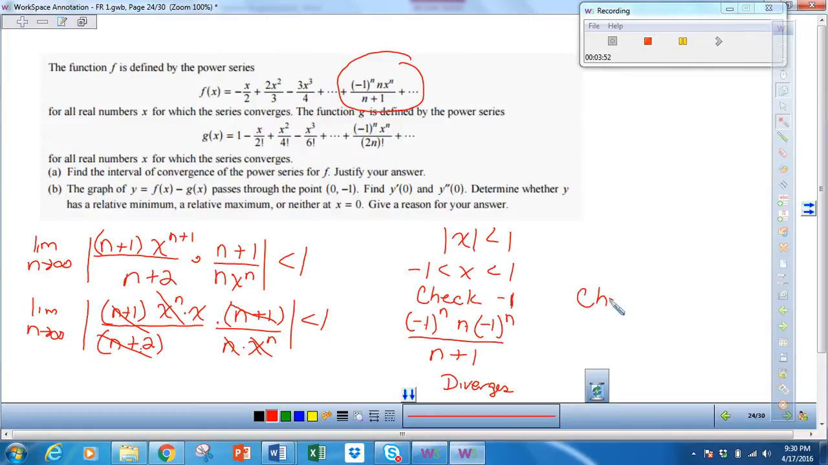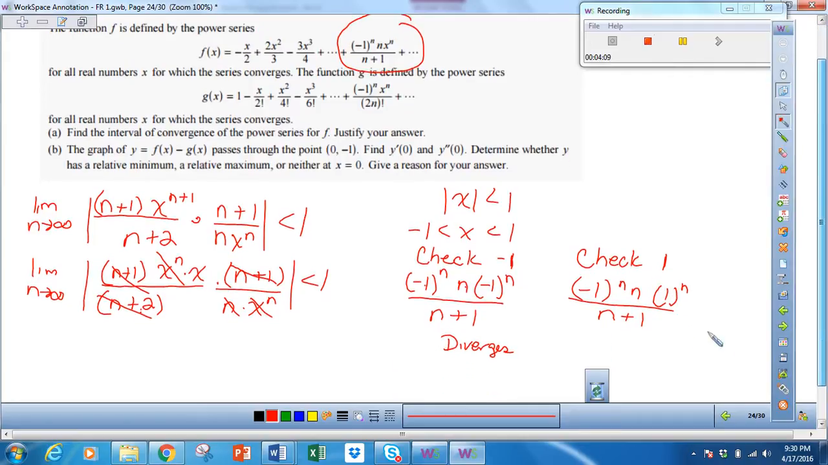Then we have to check 1. So that gives us -1 to the nth and 1 to the nth over n plus 1. Now, this is alternating. This is an alternating series. So remember, it converges if the limit is 0. But the limit still is not 0. The limit is 1, so this diverges as well. So our interval of convergence is -1 to 1, parenthesis, parenthesis.